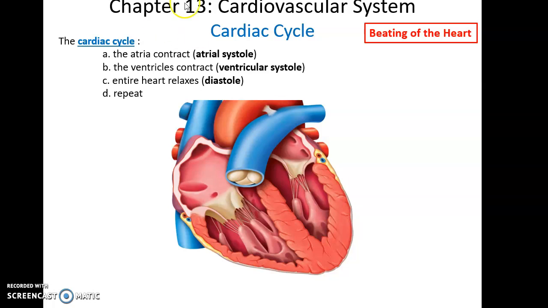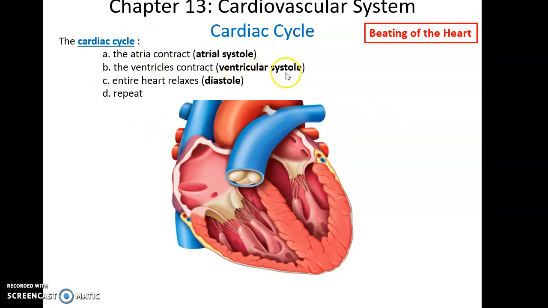the heart organ. The cardiac cycle begins with the atria contracting, so both atria, right and left, contracting at the same time. That's called the atrial systole. That sends blood into the ventricles. Then the ventricles contract together, so both the right and left ventricles contract, sending blood up into the veins, and that is called the ventricular systole. And then the entire heart is relaxed, and that is called the diastole. And then we just keep repeating that cycle.